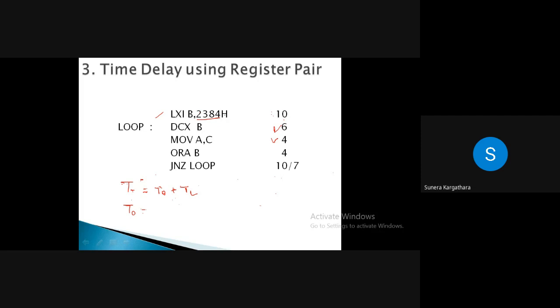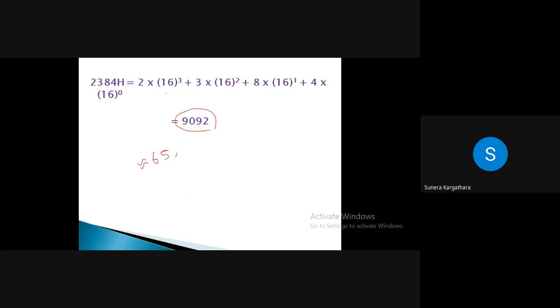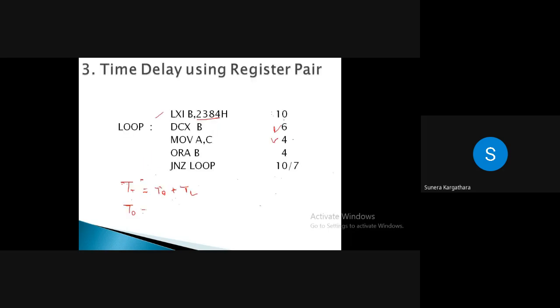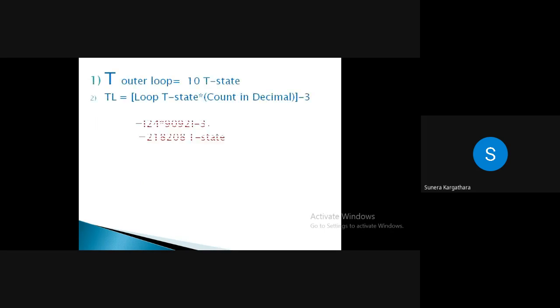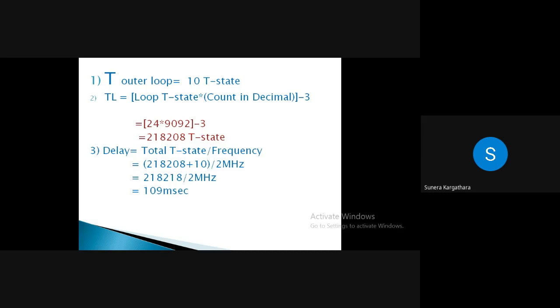2384 hexadecimal. So we first need to find the equivalent decimal. The equivalent decimal of 2384 is 9092. That means these 24 T states will execute 9092 times. I hope I'm communicating, student, right? With this understanding, if you check for the total delay, in the outer loop as we discussed only T state is there. In the loop you have 24 T states and that will execute 9092 times, about 9000 times. So ultimately 218208 T states will be executed.